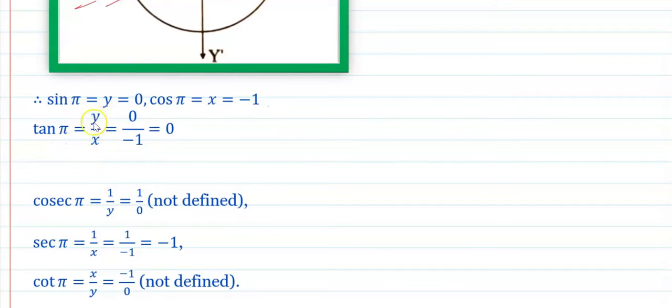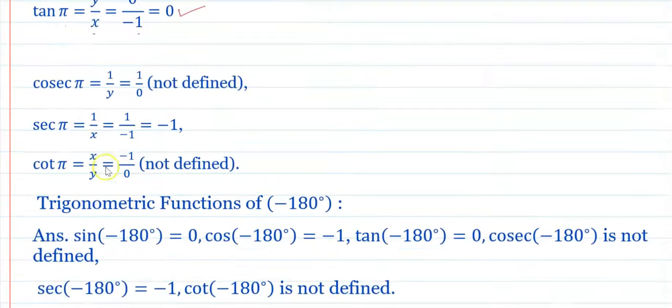Tan of pi is y upon x. Y is 0, x is minus 1, and you will get tan pi is 0. Cosec pi is 1 upon y, but y is 0, that is 1 upon 0, which is not defined. Sec of pi is 1 upon x, x is minus 1, and that equals minus 1. Cot of pi is x upon y, x is minus 1, y is 0, and it is not defined.